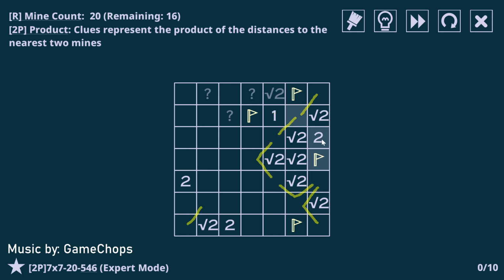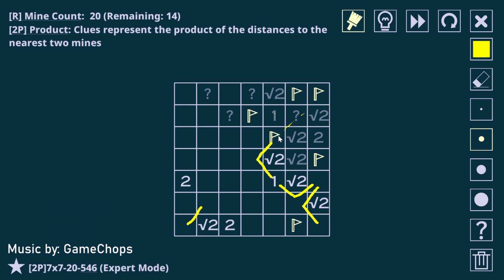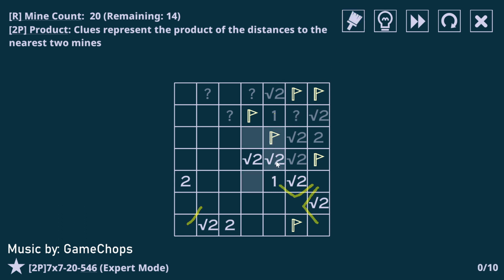Oh, this 2 needs something that's 2 away. Interesting. Oh, so it can't have anything that is root 2 away, which means that those are both mines. This means that's not mine. Okay, I think I can remove some stuff already. Let's remove this one. And in fact, because of this, this isn't a mine. This root 2 means at least one of those are mines. And because of this root 2, and at least one of those are mines, this can't be mine.